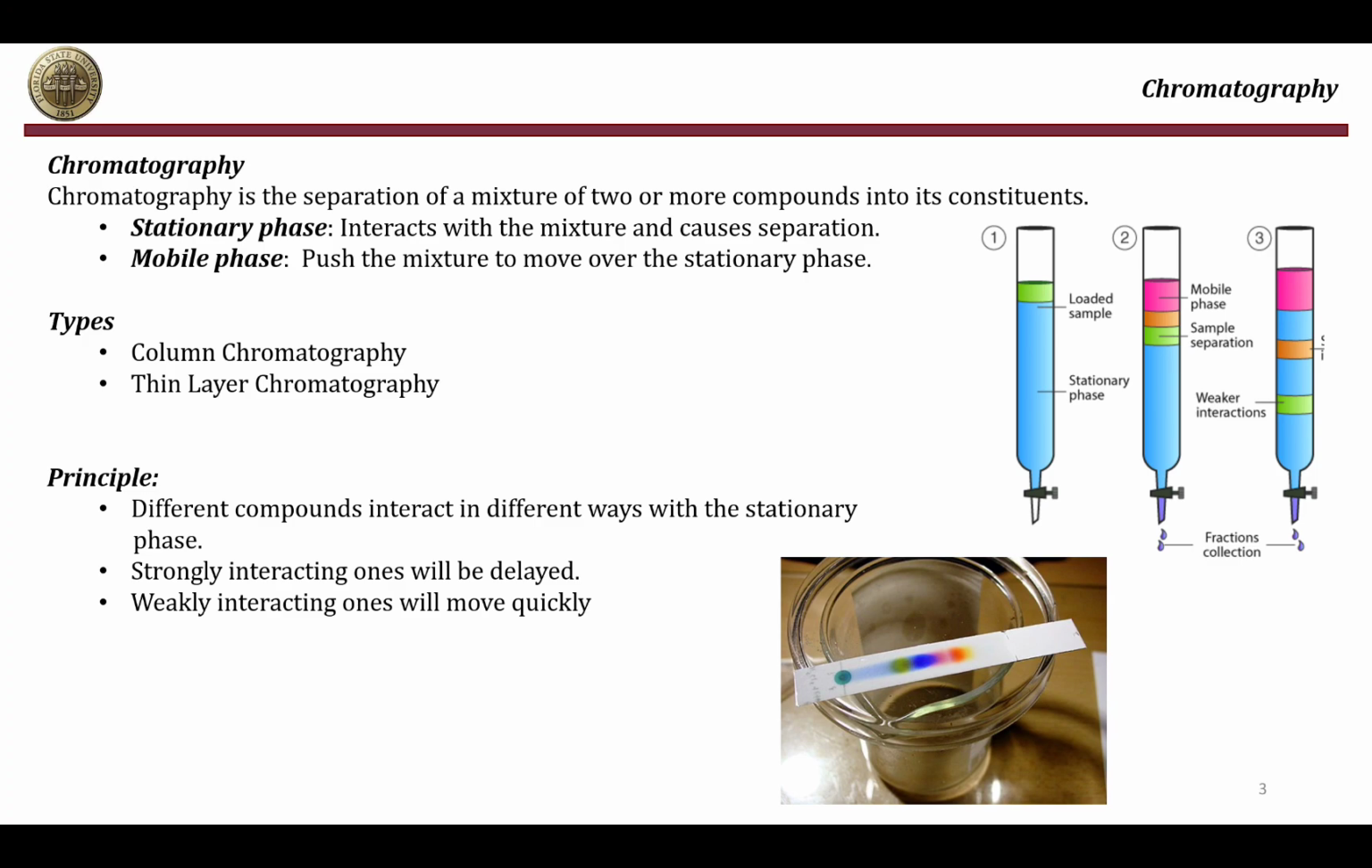If the compound is strongly interacting with the stationary phase, then it will be delayed, and it will take some time for this compound to get out of the column or to move over the plate. Whereas if the compound is weakly interacting with the stationary phase, then this compound will be moving fast and it will get quickly out of the column or move over the plate. And that's how separation happens.